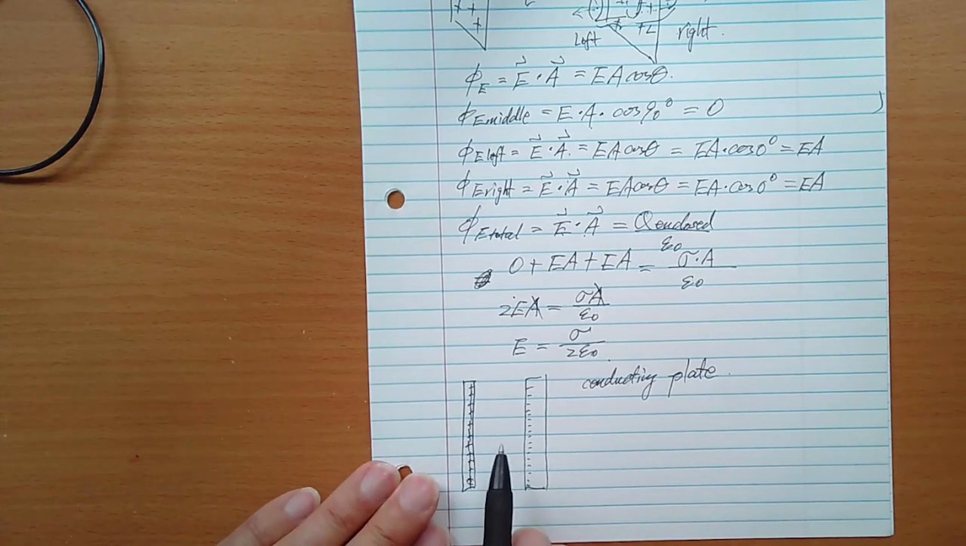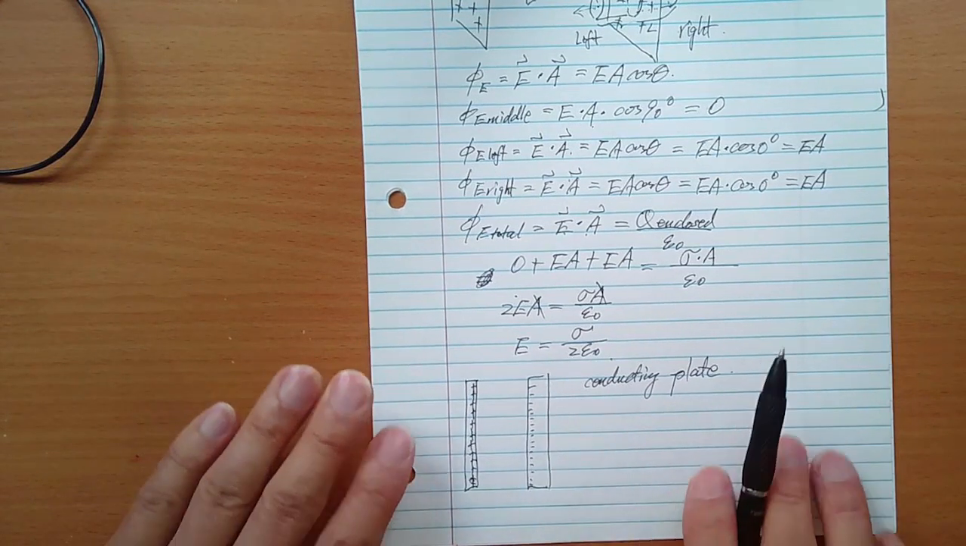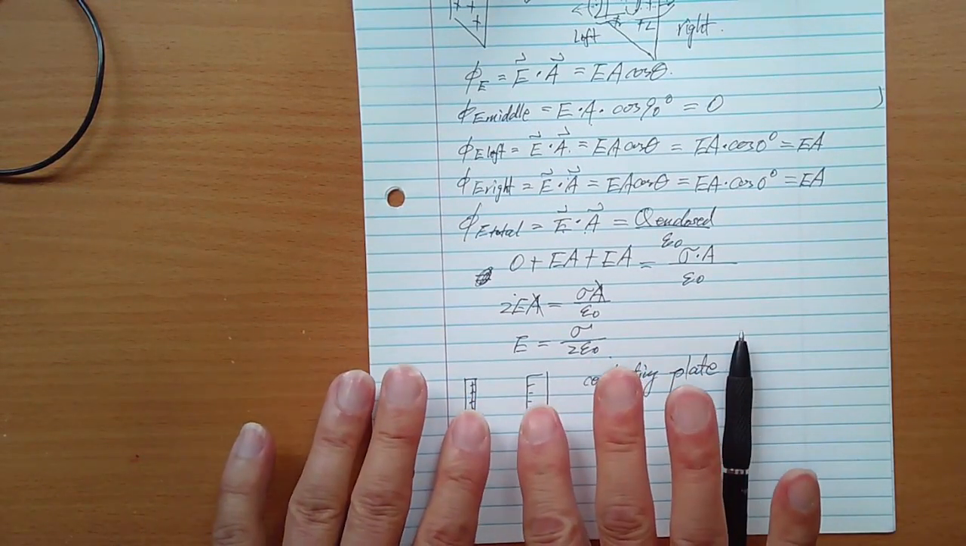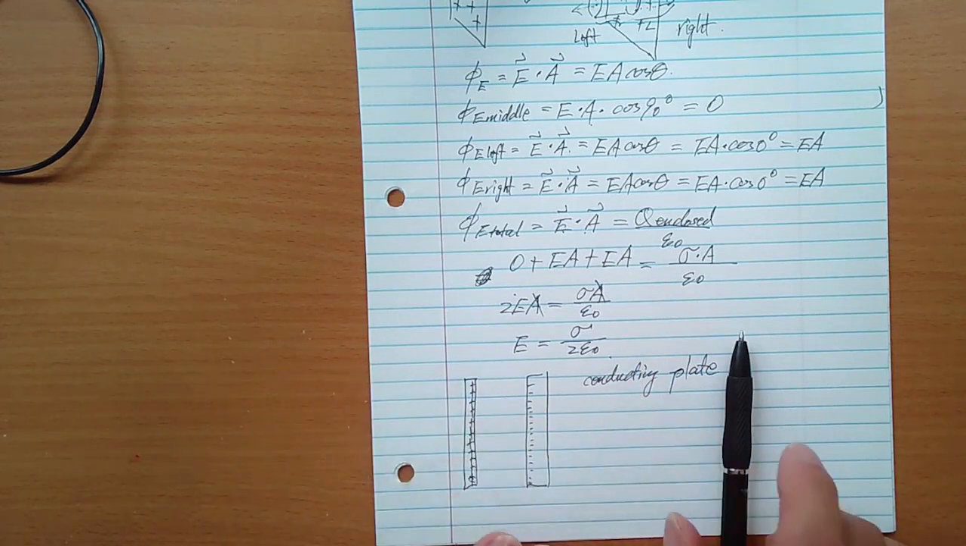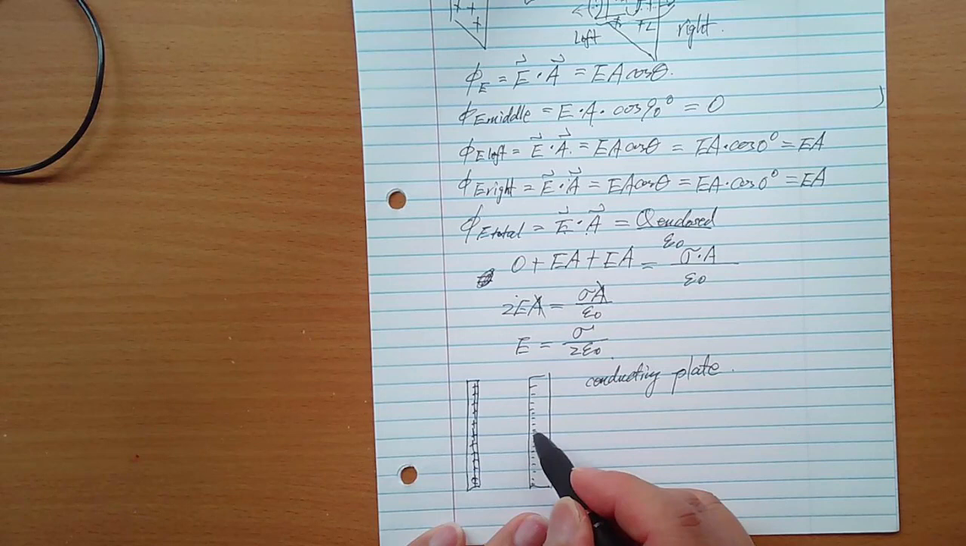Since both plates are conducting, once they have different polarity of charge, they're going to attract each other. Why? Because the charge can freely move between the plates, right?